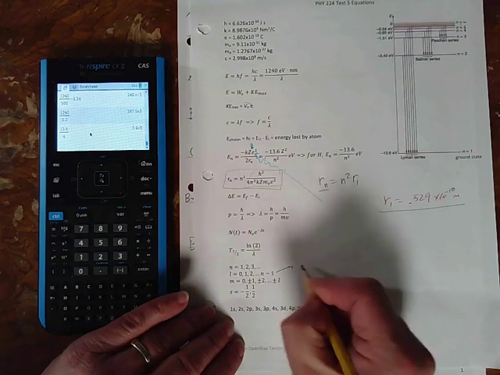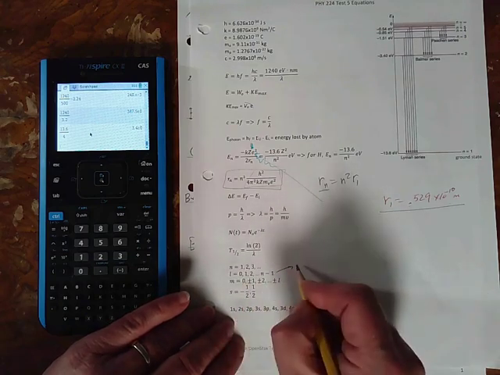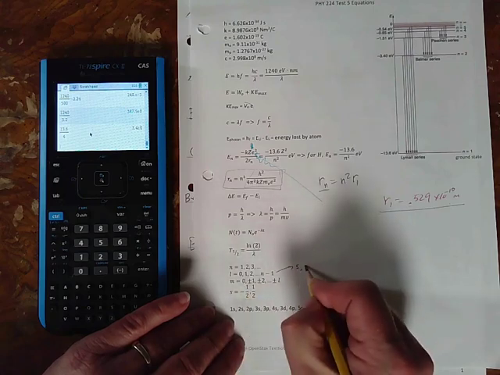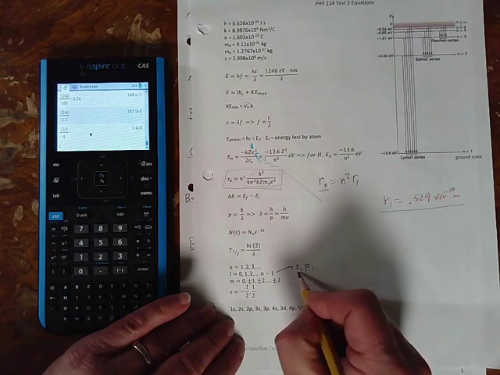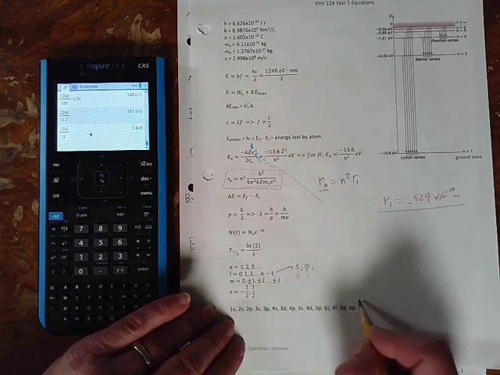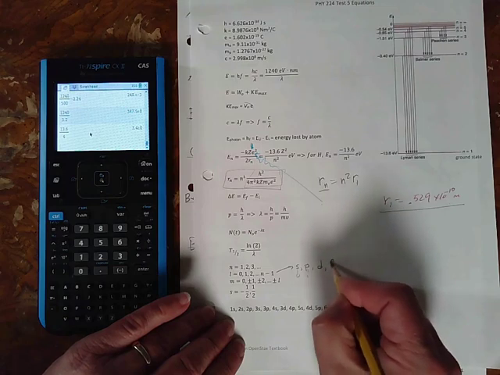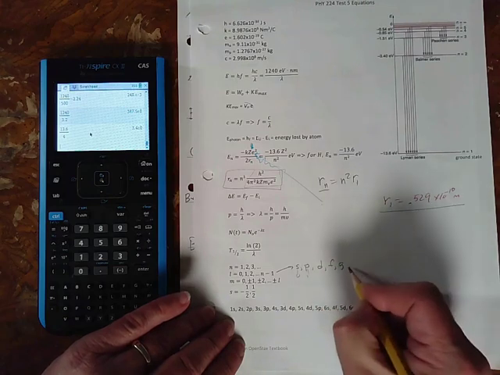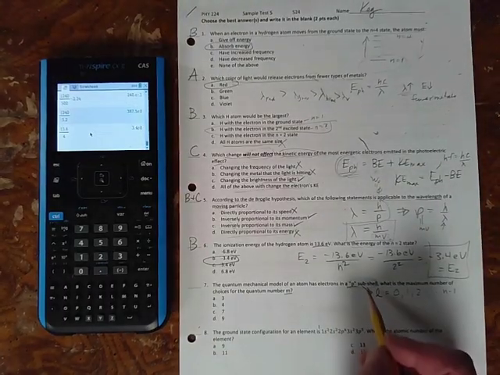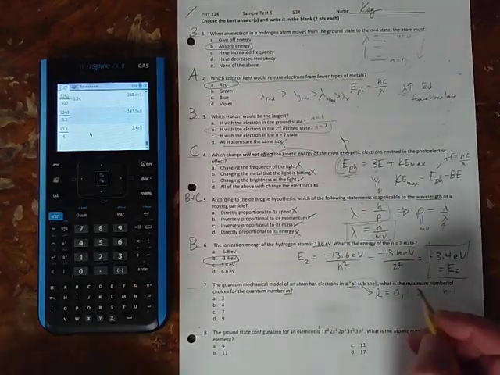L also has letters. So when L is 0, we call that an S shell. Then when L is 1, we call it a P shell. And when it's 2, we call it a D shell. You can follow along here: D, and then F, and then G, and then H if we get that far. Okay, so if we're talking about a P shell, that's the second letter, that's saying that L is equal to 1.